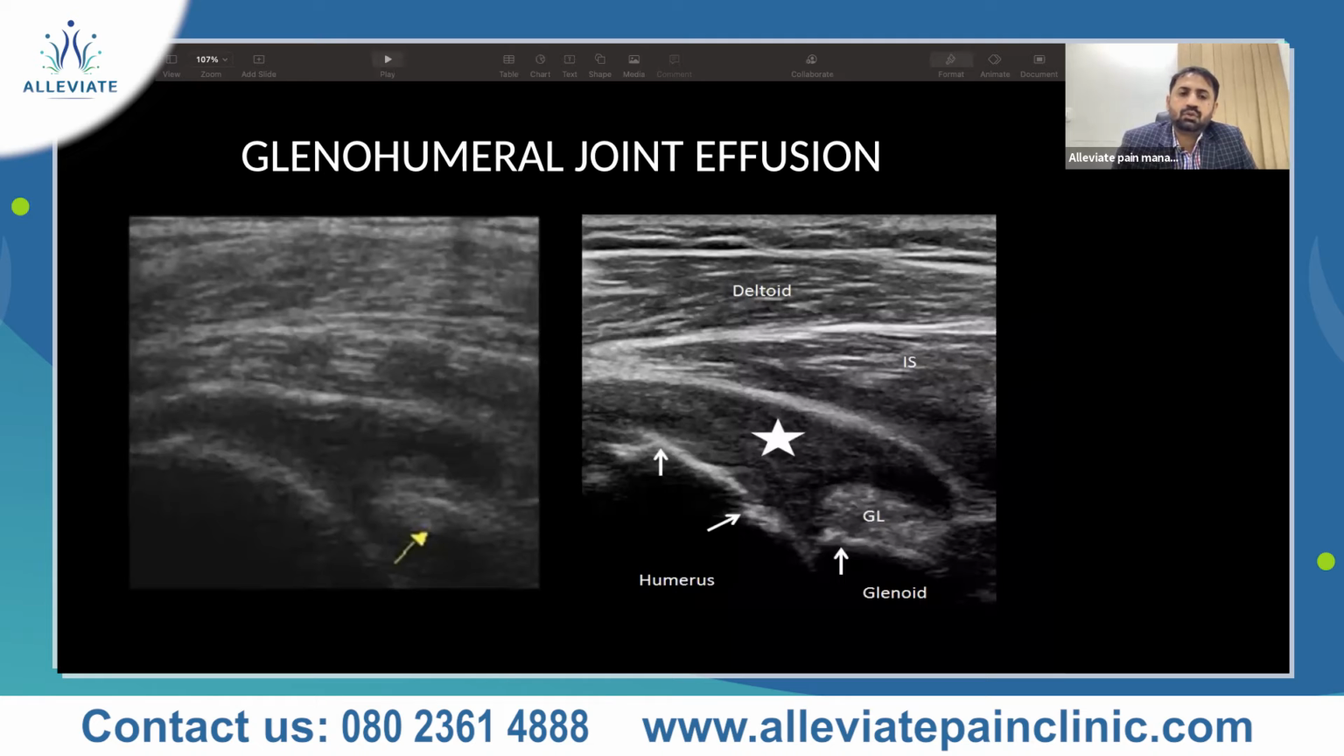I do have one more short clip in which we are doing hydrodilatation. So you need to come in plane. You can come from this direction and into the joint. So this basically is your glenoid. This is the labrum, joint capsule. There will be cartilage, and this is your head of the humerus.